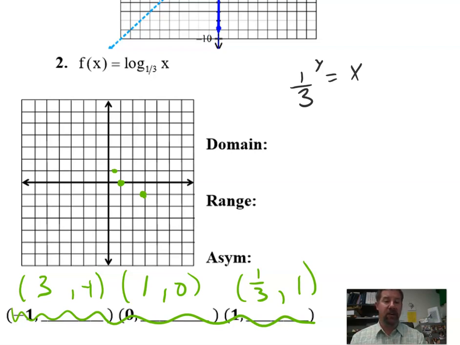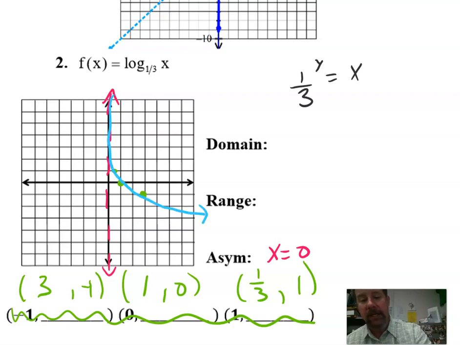We haven't shifted this anywhere, right? There's no h or k, so my asymptote is still at x equals 0. And like we talked about up above, because my base is smaller than 1 now, the only thing that has changed is that it's going to approach the asymptote from the top instead of the bottom. Okay? Just like growth and decay switch sides. So it's going to look something like that. My domain is still x is greater than 0, and my range is still all real numbers.